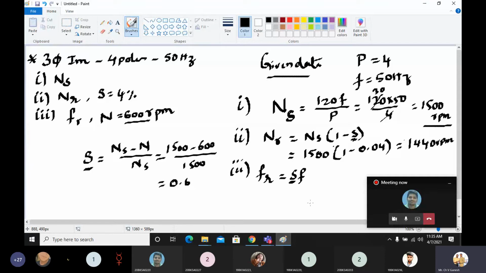Now I know the slip value is 0.6, into 50. Then you will get the frequency in hertz, that is 30 hertz. Like this we have to find.